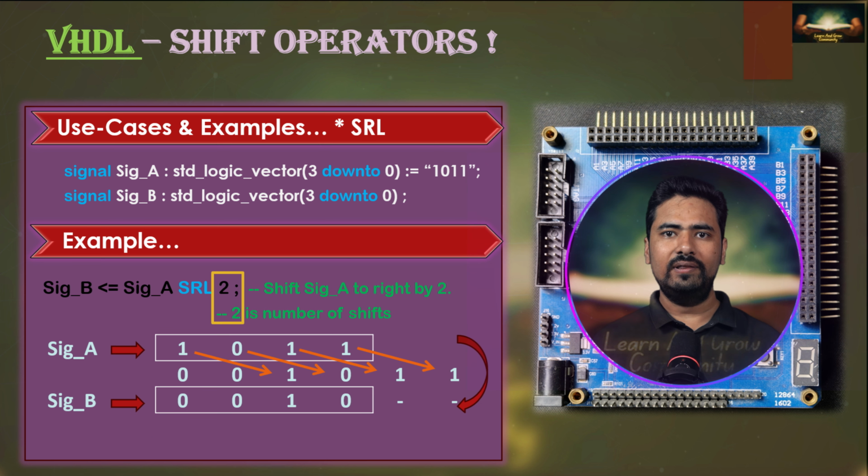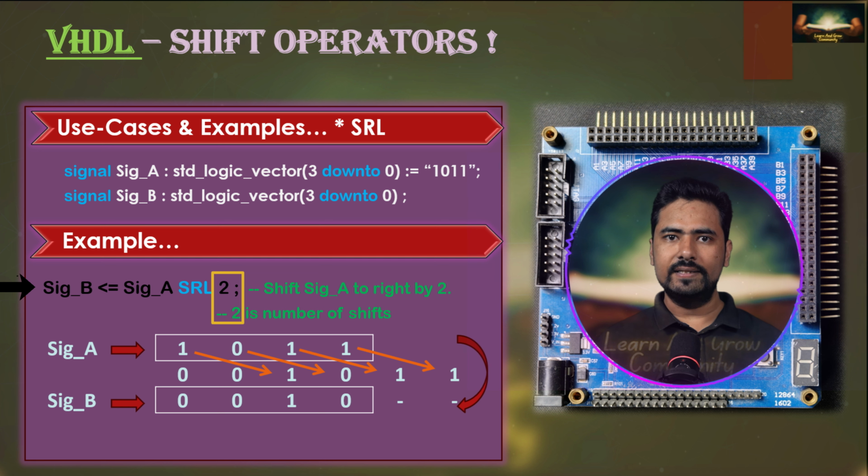Now let's look over one more example. This time we are shifting our data to the right by 2 indexes. So we will use the SRL operator. So let's see how it returns the output. So signals are again the same here, signal A and signal B, and signal A is initialized with the 1011 value. So write signal sig A colon std_logic_vector 3 down to 0 colon equals 1011 semicolon. Signal sig B colon std_logic_vector 3 down to 0 semicolon.